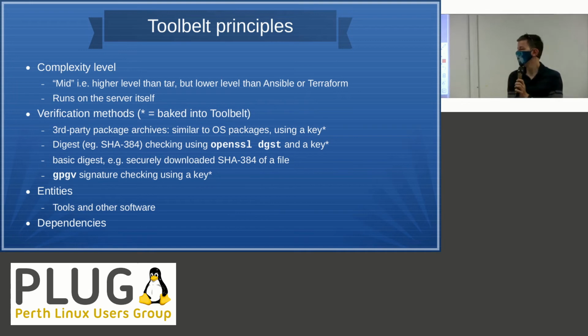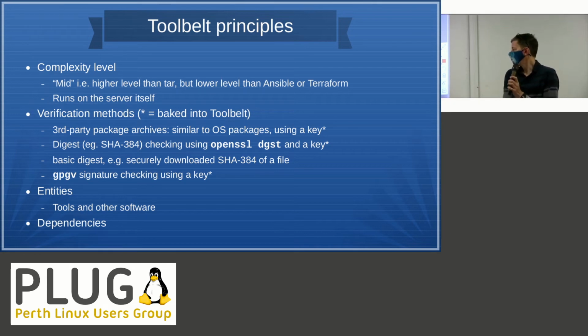So the Toolbelt principles, I spoke about complexity level before. Toolbelt is designed so that you don't have to do anything else to ensure security when you're installing software that's supported by Toolbelt. For example, there's a bunch of asterisks in those subpoints there, which means that for any of those verification methods that Toolbelt can use to verify the software you're installing, it will automatically have the first starting piece of the puzzle on how to verify that software. Because anything that Toolbelt can install has a copy of the maintainer's public key, for instance.